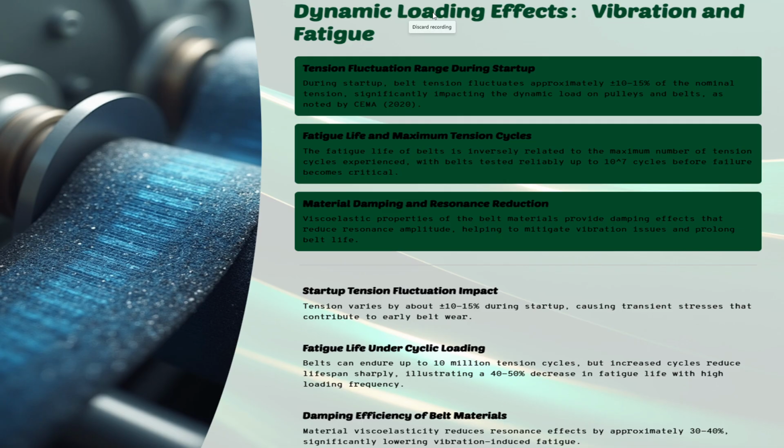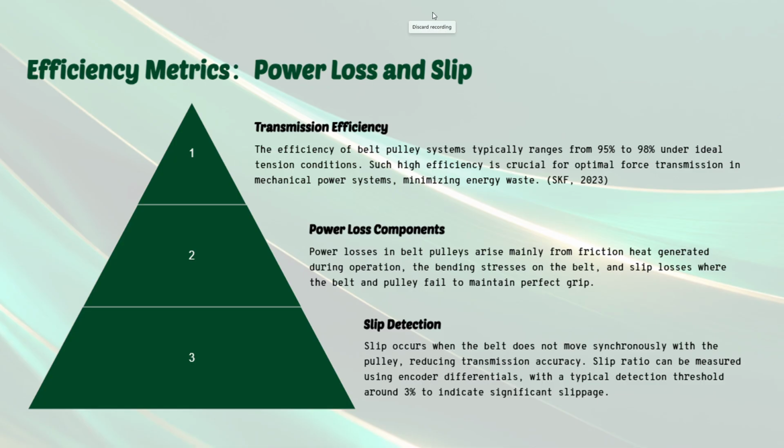To measure how well a system is performing, engineers look closely at efficiency metrics, specifically targeting power loss and slip. Under ideal tension and alignment conditions, a modern belt pulley system is incredibly efficient, boasting a transmission efficiency rating between 95% and 98%. This exceptionally high efficiency is vital for minimizing energy waste across large-scale industrial operations.